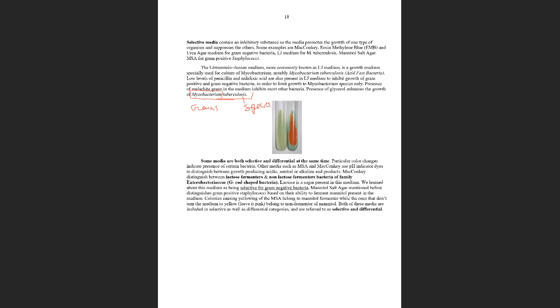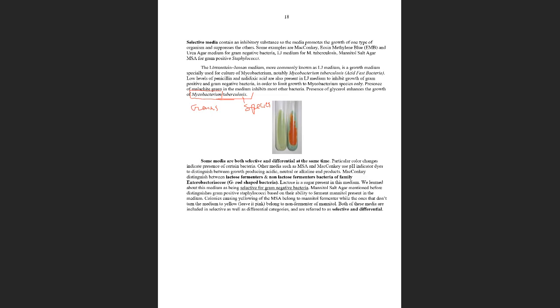This is the proper way to write a scientific name. It should always be italicized or underlined. The genus name is always spelled with the first letter capitalized. The species should always be lowercase.